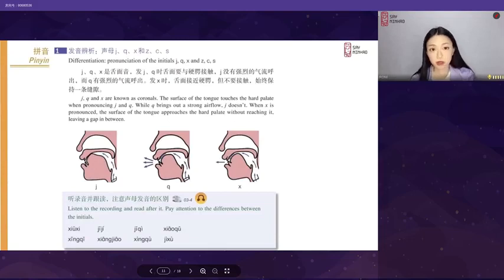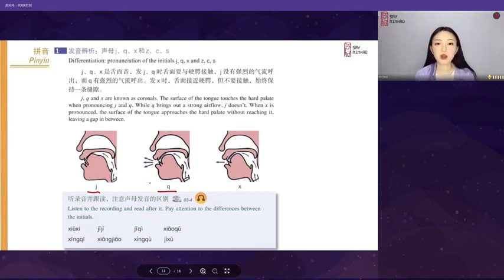Now let's move on to next part. Next part is the differentiation pronunciation of the initials. 鸡, 鸡, 鸡, and 滋, 滋, 滋. Okay, first it is about 鸡. We can see there are three pictures here. It helps us to understand how to pronounce them. So first one, 鸡 and 鸡, let's see them together.